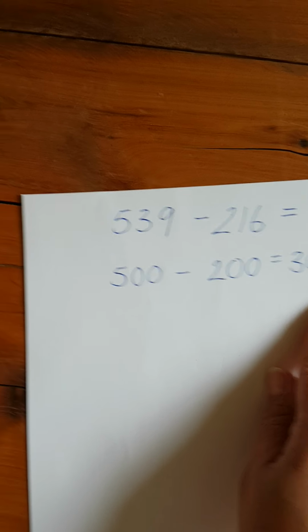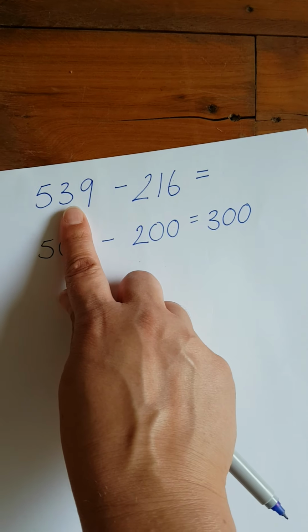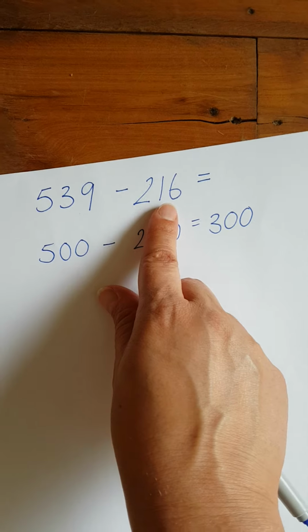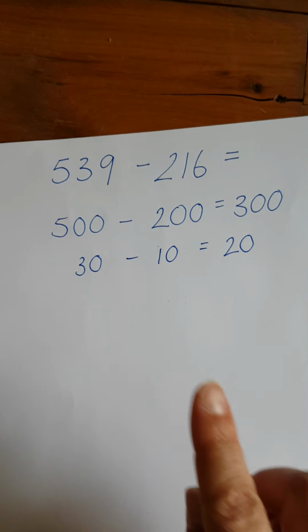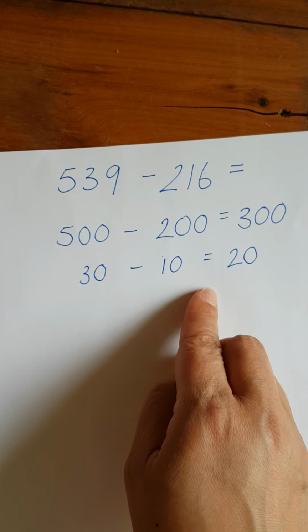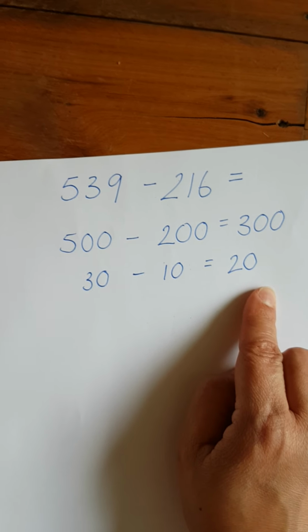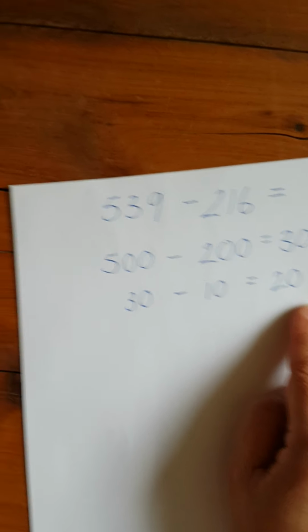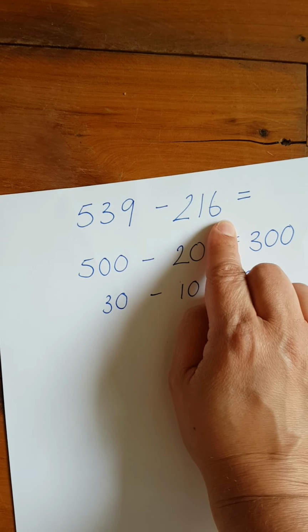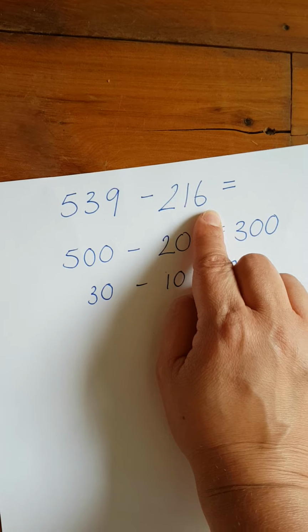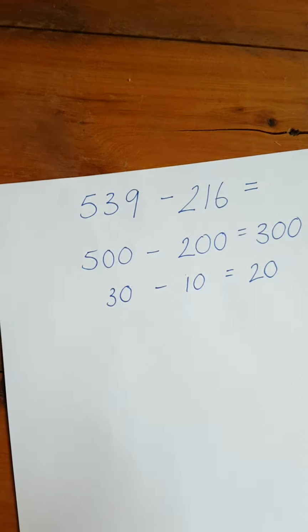Now we're going to do the tens. So we've got 30 subtract 10. So 30 subtract 10 equals 20. And the last part of subtracting is 9 subtract 6 because their value is units.